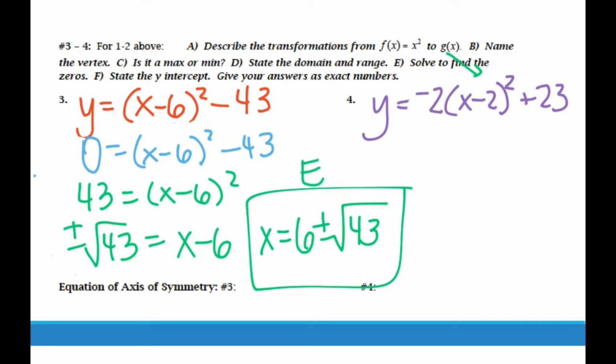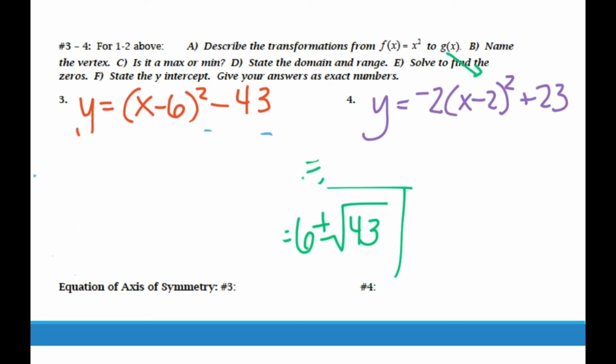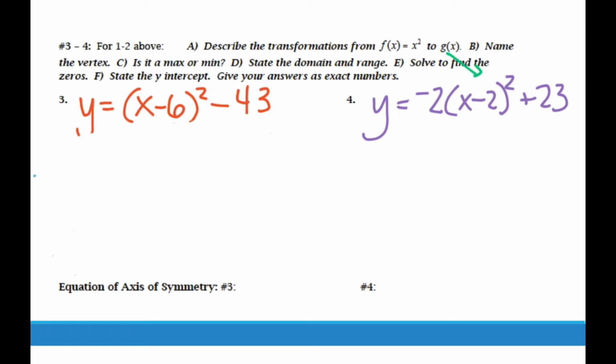Okay, the next thing we're going to do is find the y-intercept. Now, just like with the x-intercepts, we let y be 0. With the y-intercept, we let x be 0. So this is actually the easiest one to do because all you're going to do is find when x is 0, what is y?